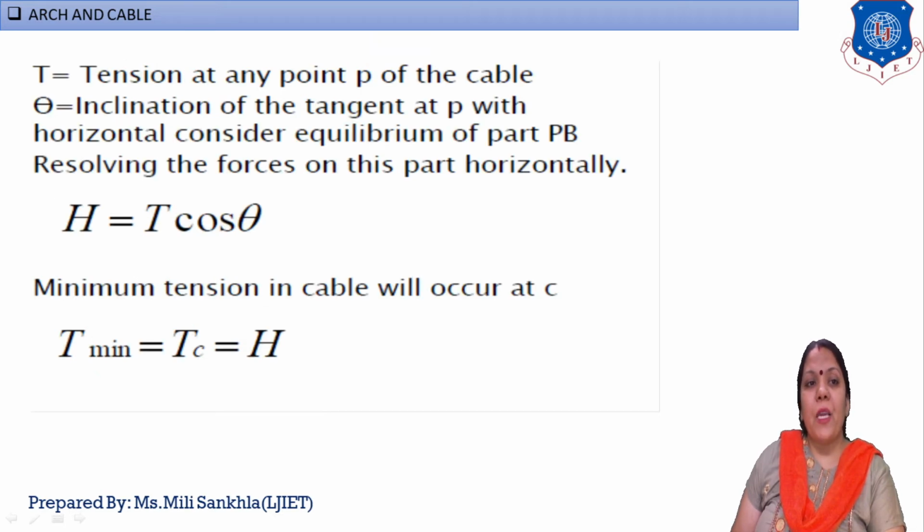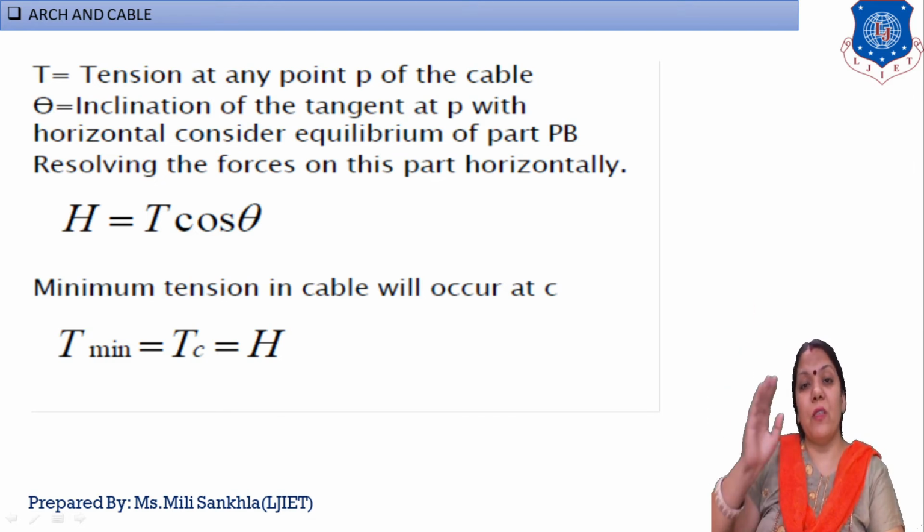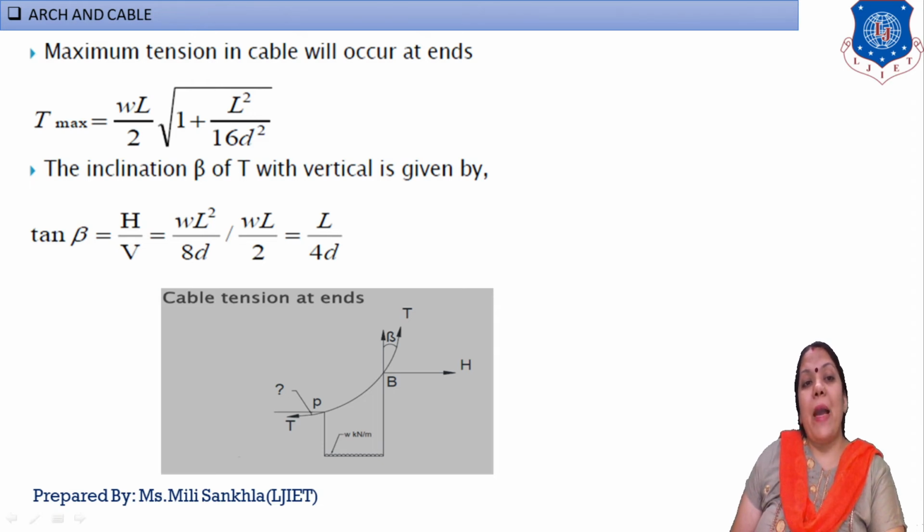Now if we find the minimum tension, the minimum tension is equal to H. The minimum tension in the cable will occur at point C, and this T minimum is equal to TC, which is H, and the horizontal component at this point is T cos theta. T is the tension at point P and theta is the inclination that this tension force makes with the vertical. Now the maximum tension in the cable will occur at the end. That means here is the point where the maximum tensile force occurs, and we already discussed that T max is equal to the square root of VA square plus H square, or we use the simplification also.